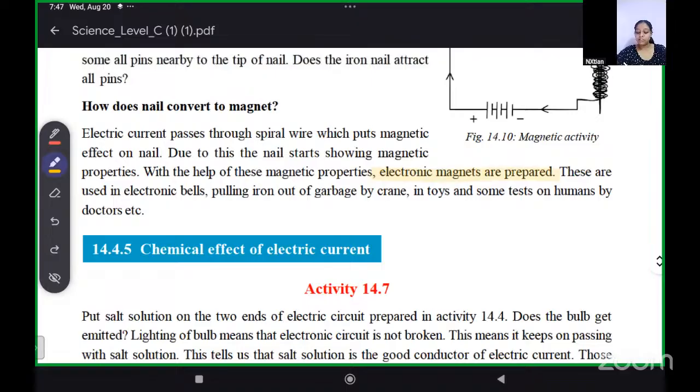These are used in electric bells, pulling iron out of garbage by crane, toys, and some tests on humans by doctors. When we want to pull iron out of garbage, then we use it, and also in some toys and electric bells. We convert iron into an electromagnet and use it.